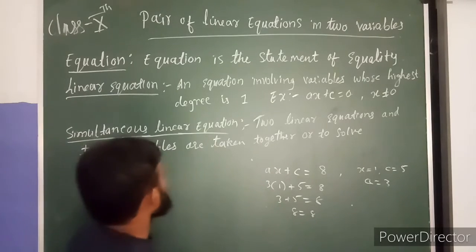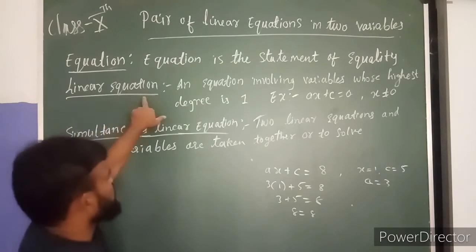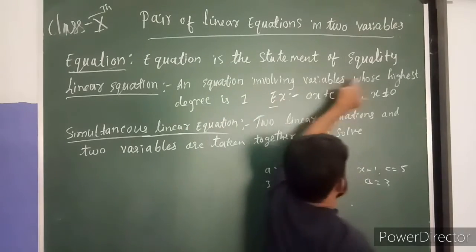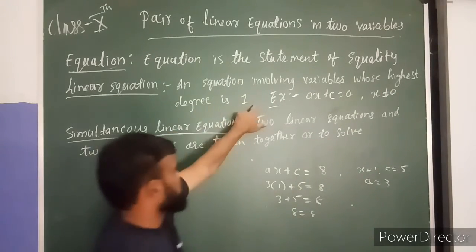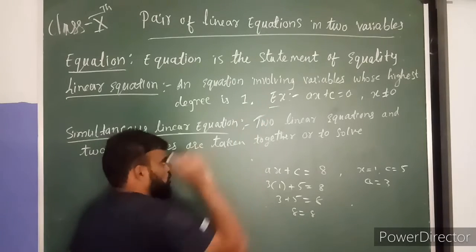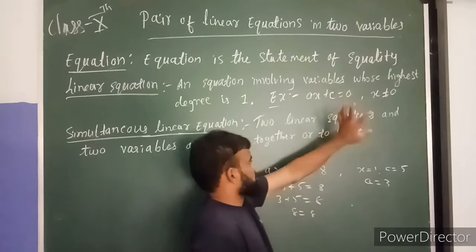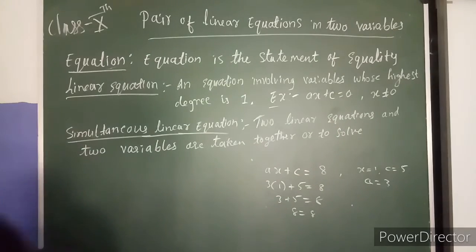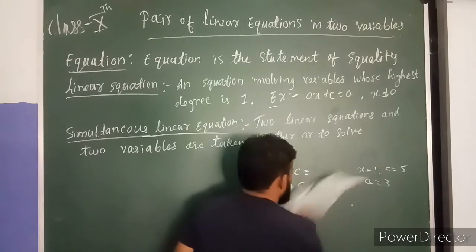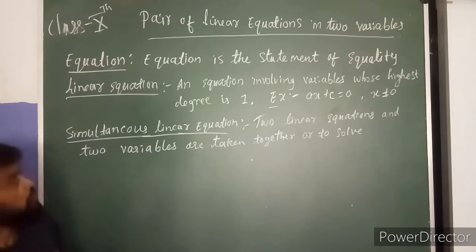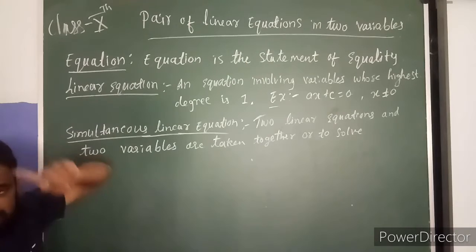And now, linear equation. What do you mean by linear equation? An equation involving variables whose highest degree is 1. For example, ax plus c is equal to 0, where x is not equal to 0. So here, linear means single term. Linear equation: linear means single term.